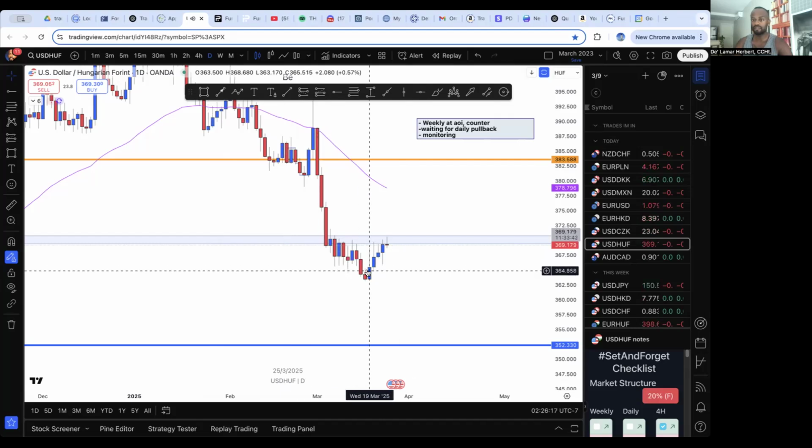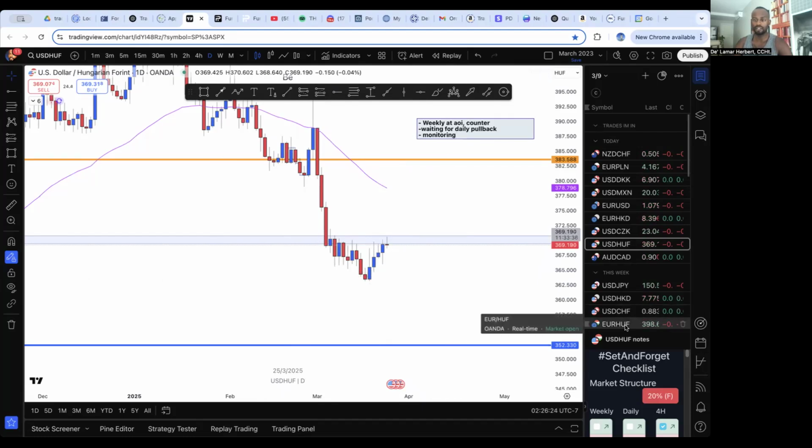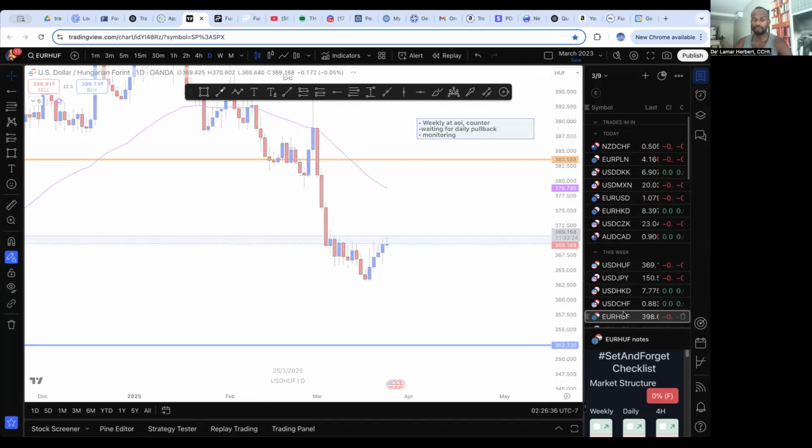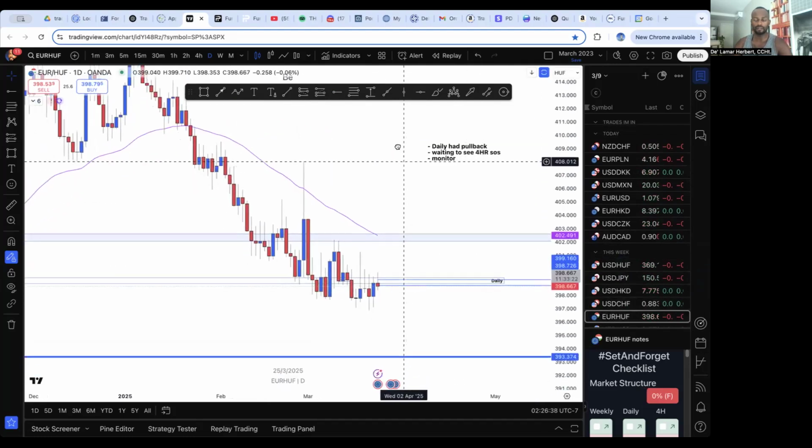Oh, looks like we had a 4-hour break on Euro HUF. That's wonderful, so we'll check this out. But before I do that, I think this is going to be moved to next week, just because we've already had the shift of structure. I don't think this is going to play out for today. I do want to pull up Euro HUF real quick.